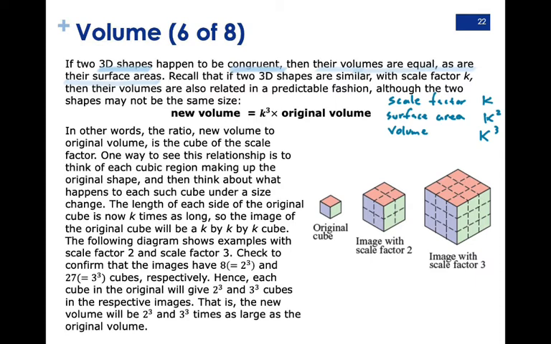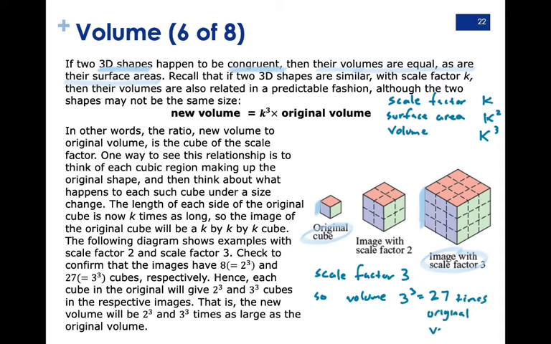So we don't always have to draw the new figure. We could use those relationships. Looking at this original cube here to this larger one, it has a scale factor of 3. So that means that the volume will increase by 3 cubed, or 27 times the original in this case. And if we count all these cubes in here, we'll see that there's actually 27 times as many.